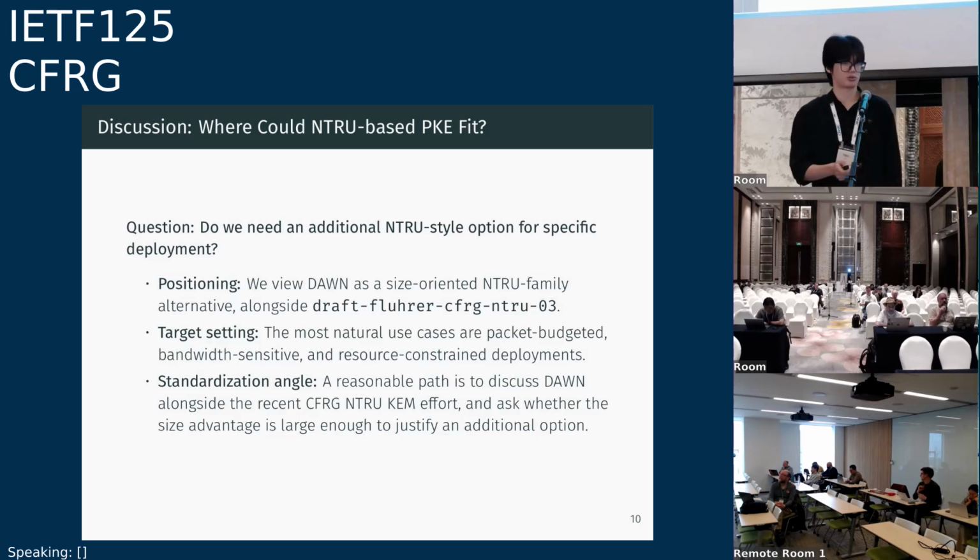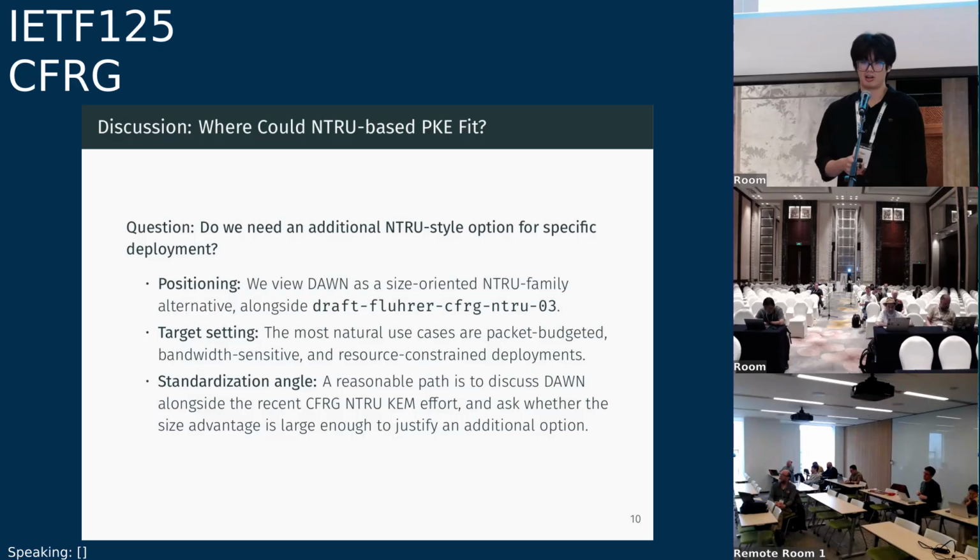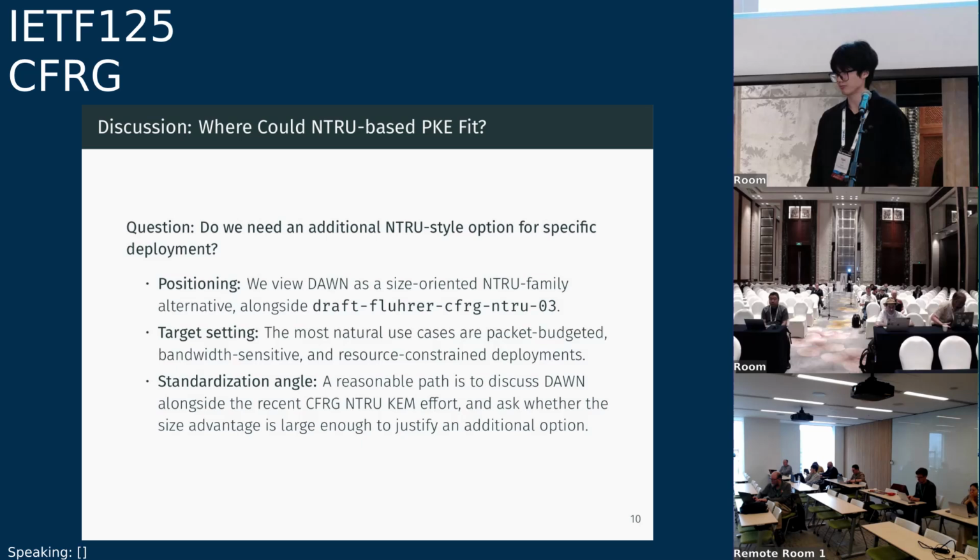So just one question: is the size advantage large enough to justify an additional option? Since ML-KEM and NTRU HPS, HRSS have already been proposed, we wonder if, in industry or in reality, we really need a more compact alternative? So we do a warm-up about Dawn. Okay, thank you. Thank you so much.